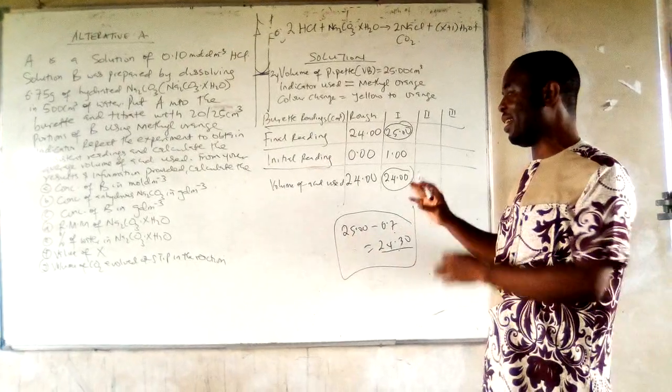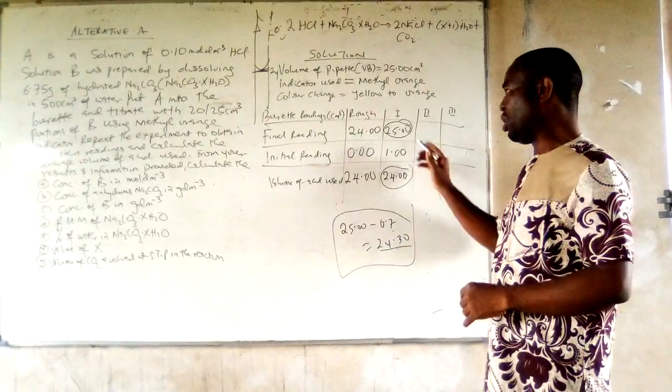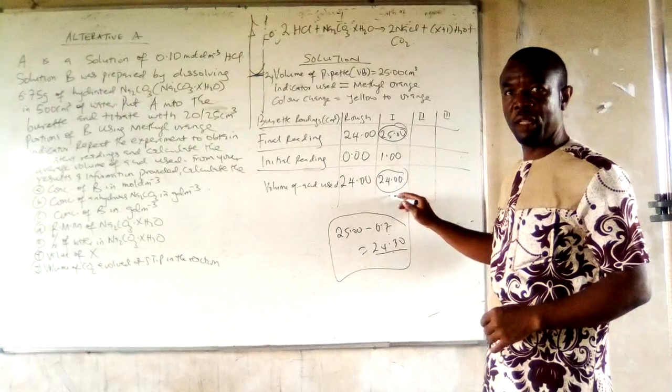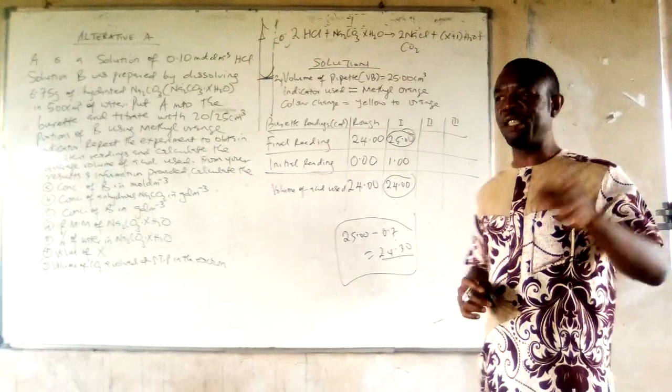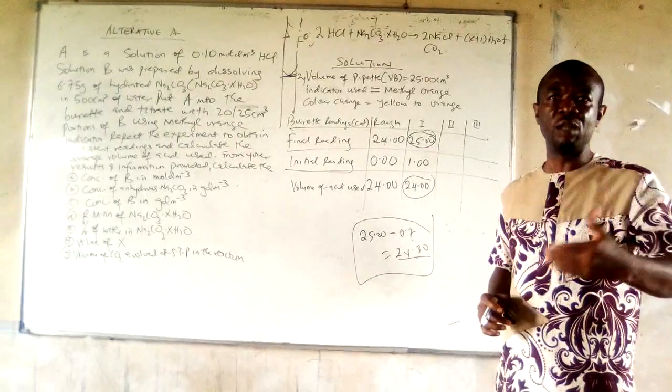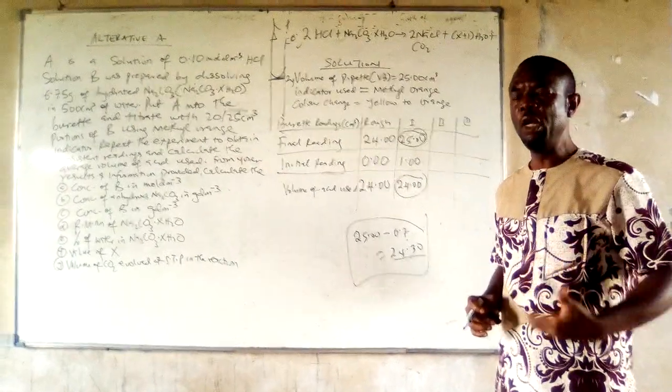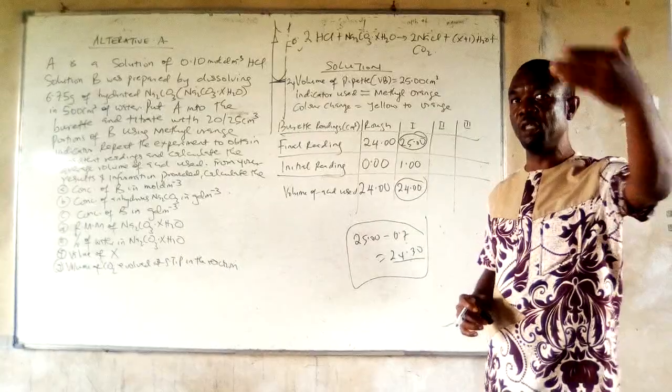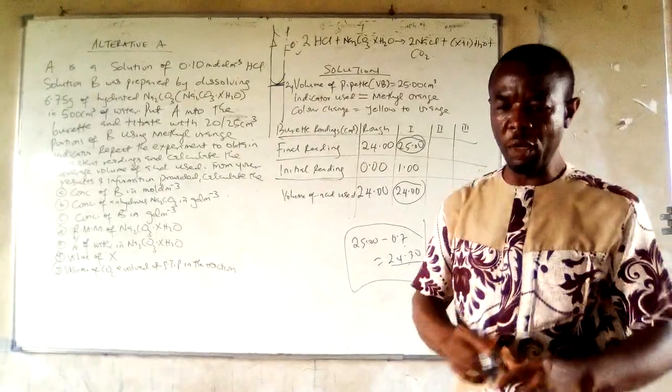It's not that you're nearing the next endpoint, but mind you, this final value may not be correct. This is just an estimate. You don't need to write this on your question paper or your answer script. It's just an estimate you can write on your rough work to know that you expect the next color change to be on 25.